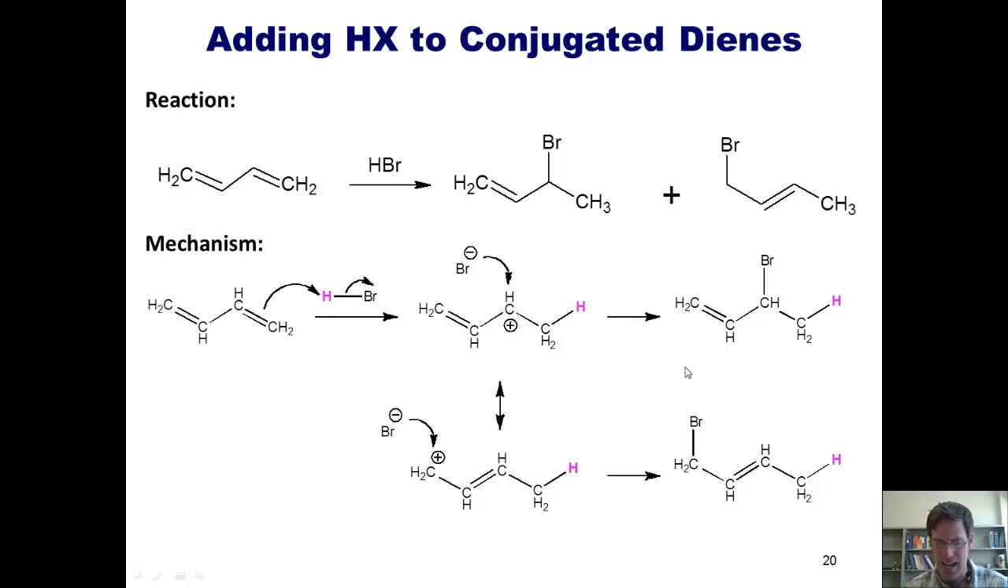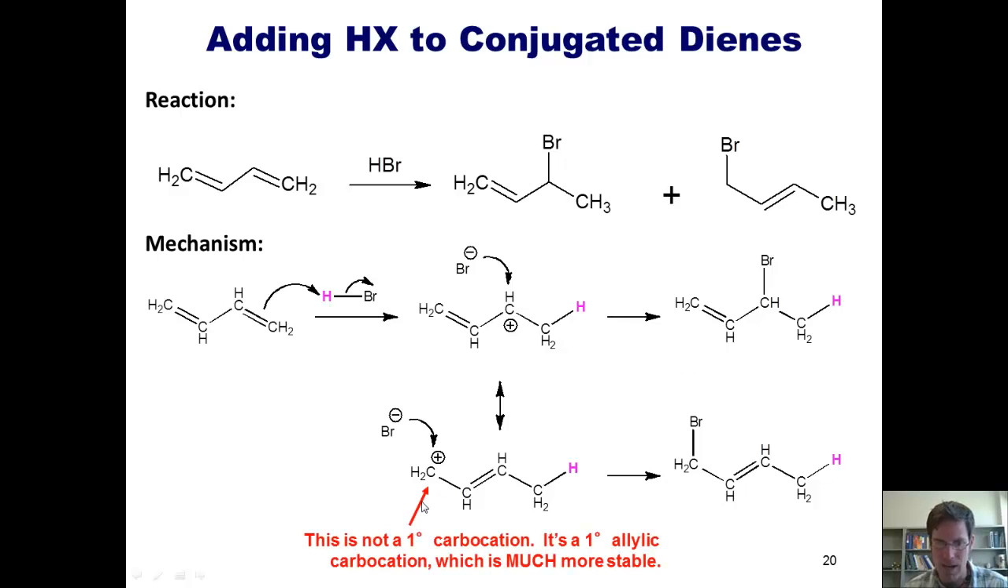Now, one thing that I hasten to mention is that this carbon right here is not a primary carbocation. It is not. It is a primary allylic carbocation, which is much more stable. Remember that by resonance, this positive charge right here is actually being shared by 2 carbons. This one and this one. It is resonance delocalized. Hence, this carbocation actually ends up being even more stable than a tertiary carbocation.